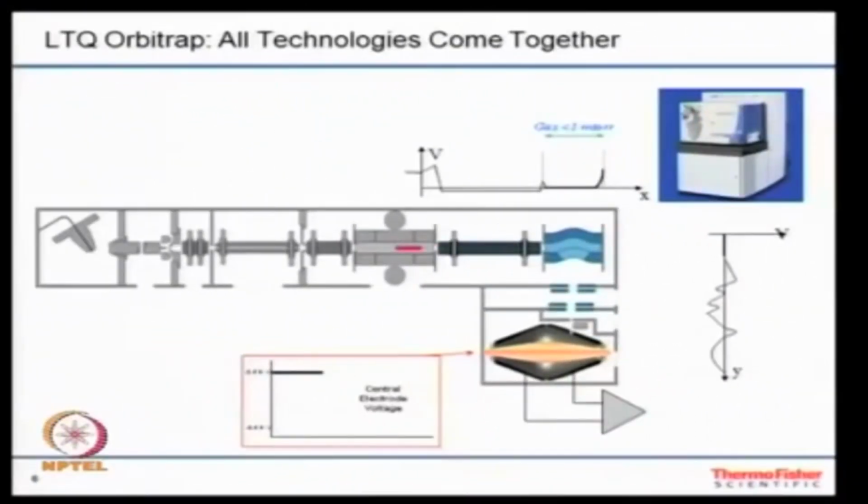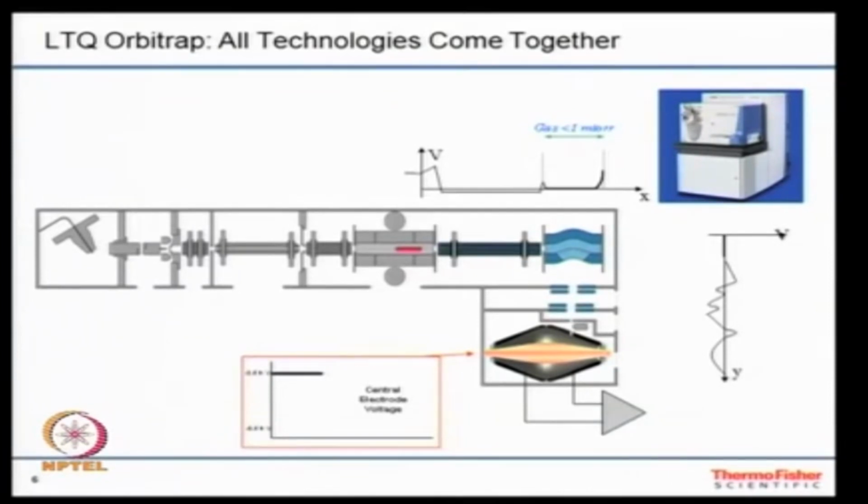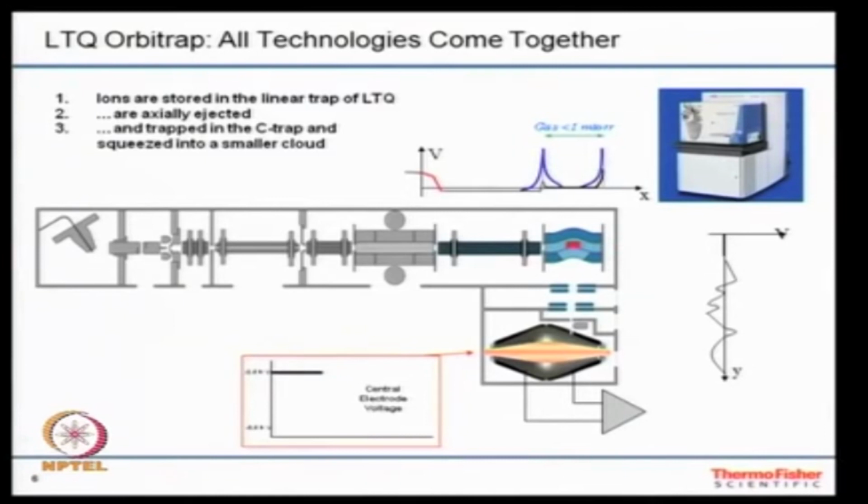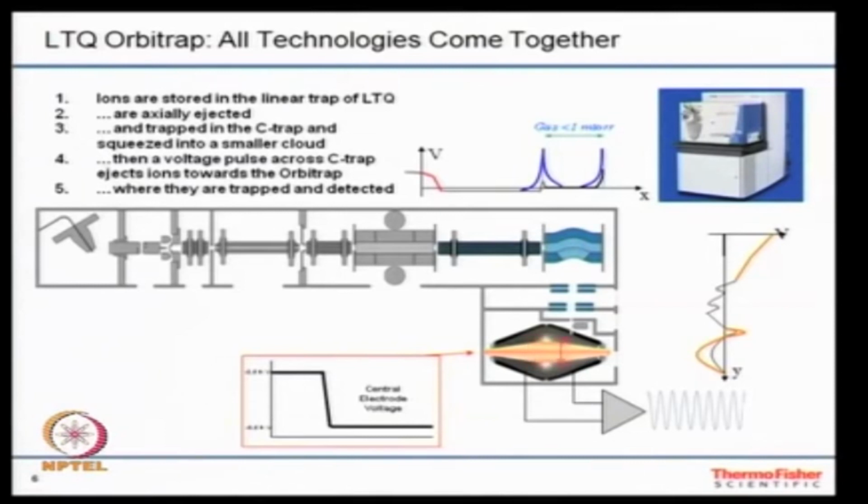So this is how the system looks. On the front end there is an ionization source, and two mass spectrometers in combination with each other. We call it a hybrid technology. The first part is a linear ion trap, and the second part is the Orbitrap. The ions are generated from the source, go to the linear ion trap, and are trapped there. Once trapped, they are axially ejected and go into the C-trap. The C-trap squeezes the ions into a packet and injects them into the Orbitrap.